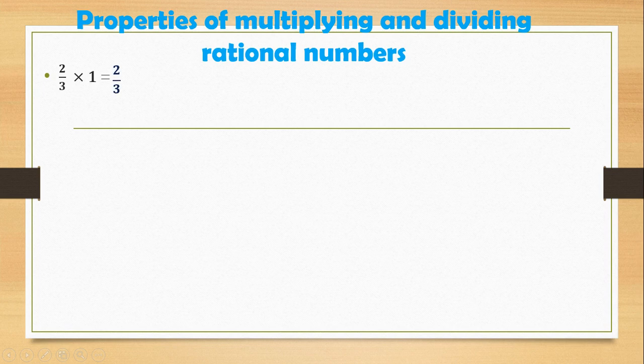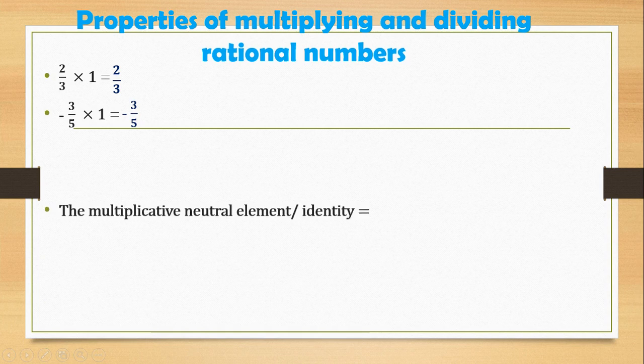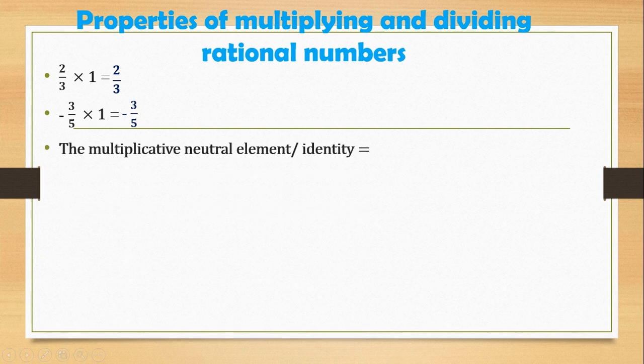So this property is like in addition, if you remember, in addition, if we added any number to 0, we will get the same number. So 0 in addition was the additive identity element, but here this one is called the multiplicative identity element or multiplicative neutral element. The additive identity element was 0, but here the multiplicative identity element or multiplicative neutral element is 1.